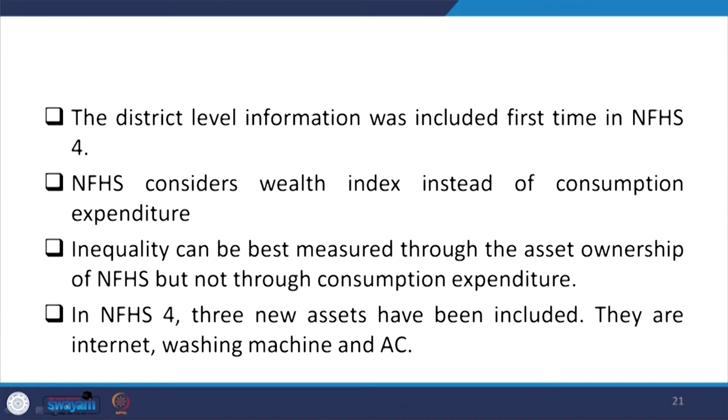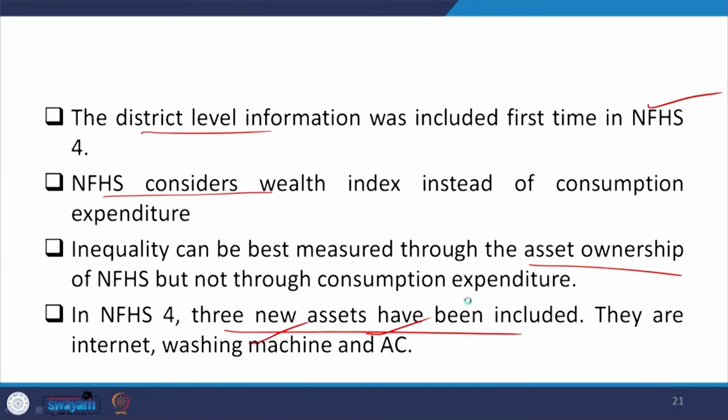District level information was included for the first time in NFHS 4, as I already mentioned. Therefore, district level comparison with the previous rounds is not possible, and NFHS considers wealth index instead of consumption expenditure. So, they give the wealth information, not the income as such. Inequality can be measured through asset ownership since the wealth index is given. In NFHS 4, 3 new assets have been added: internet, washing machine and AC. So, please follow those details in the data set, you will be able to get them.